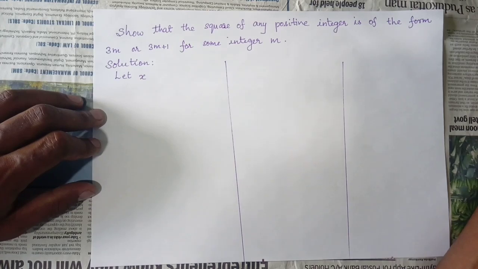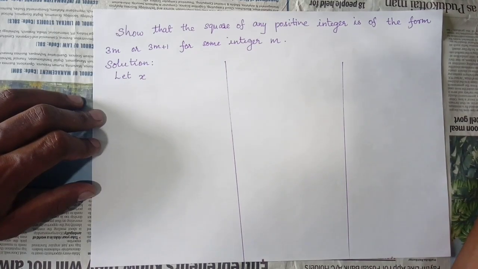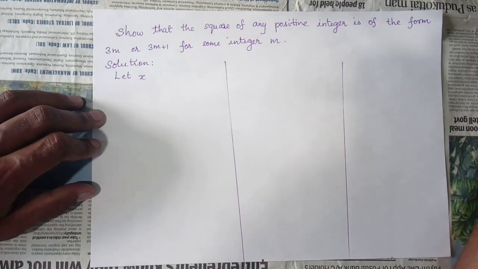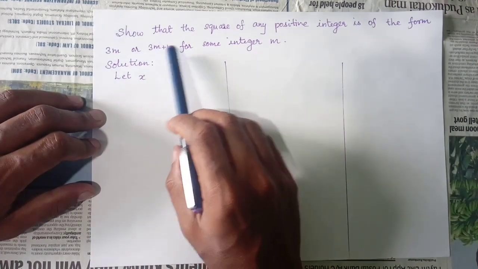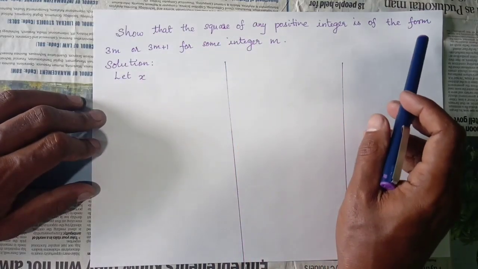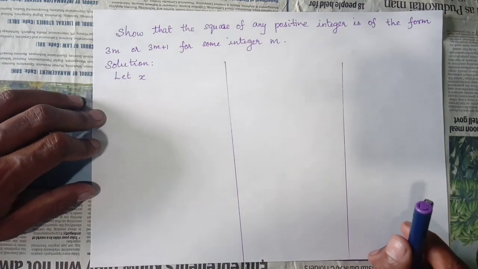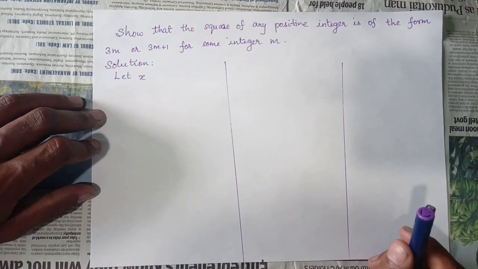So now let us see this problem based on Euclid's lemma from the chapter Real Numbers. This problem is taken from the NCERT textbook, exercise 1.1, question number 4. The question is, show that the square of any positive integer is of the form 3m or 3m plus 1 for some integer m.